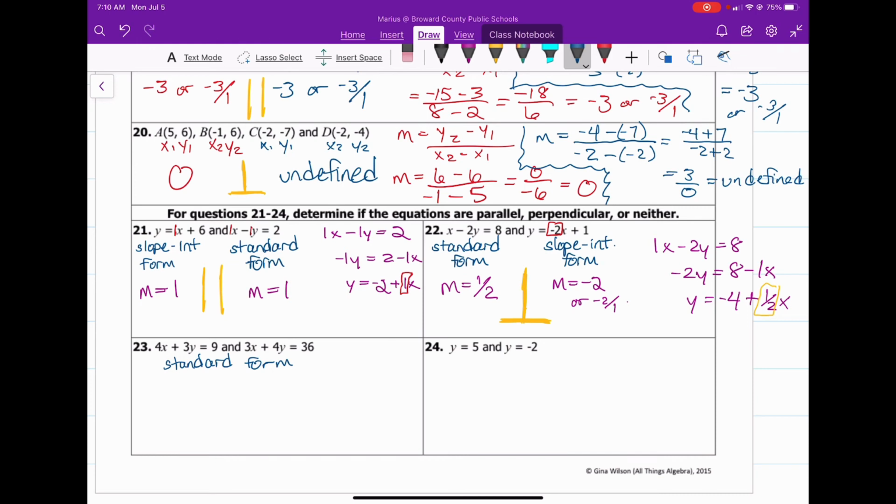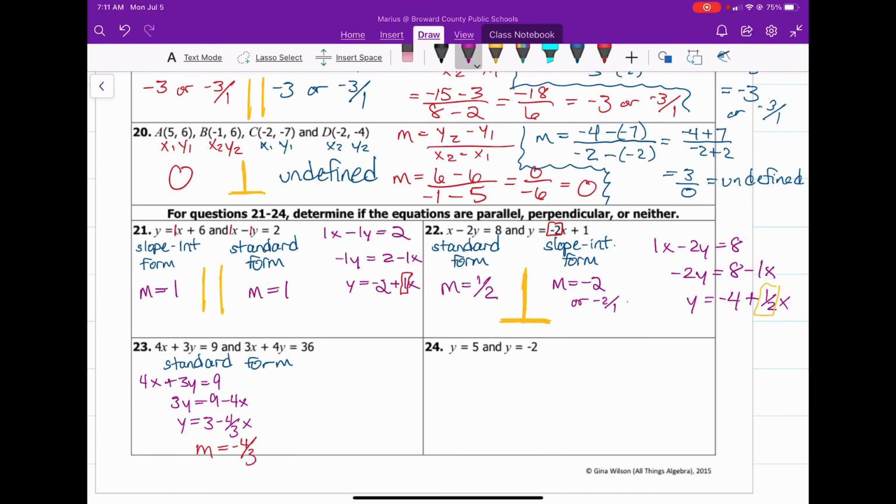So for the first one, we have 4x plus 3y equals 9. We're going to subtract 4x from both sides, so that's 3y equals 9 minus 4x. Then we're going to divide everything by 3. 9 divided by 3 is 3. Negative 4x divided by 3 is just negative 4/3 x, which means that our slope here, m, is equal to negative 4/3. Okay, and let's do the second one.